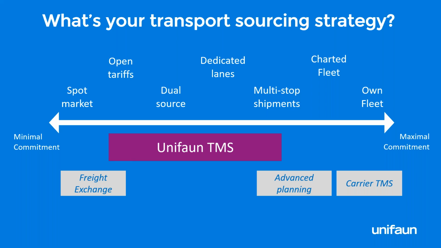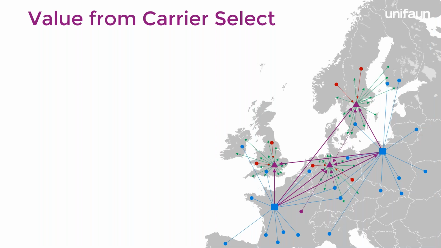Given that Unifaun TMS also has connectivity built in, we have customers utilizing our connectivity also after doing planning in a more planning-focused system. So this is just to provide you some background. If we then talk about Carrier Select, it's a system for selecting the right carrier for a specific shipment across your supply chain.